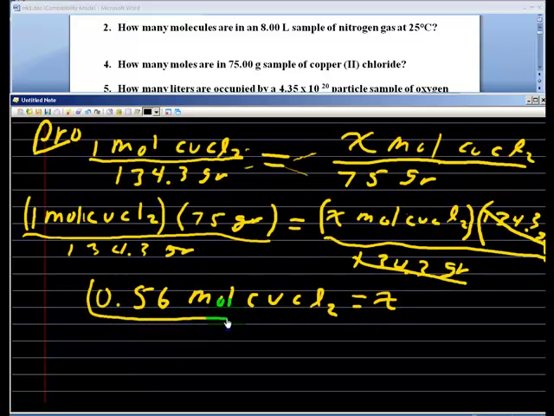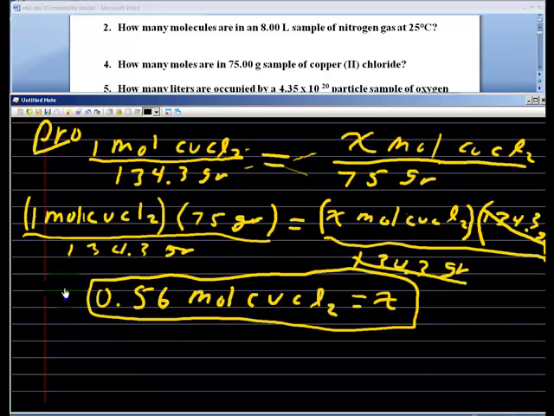We box our answers. There you go. So let's go back to the question. How many moles are in 75 gram sample of copper 2 chloride? So how many moles are in 75 grams of copper chloride? And the answer is 0.56 moles. Let's take a look at one more.